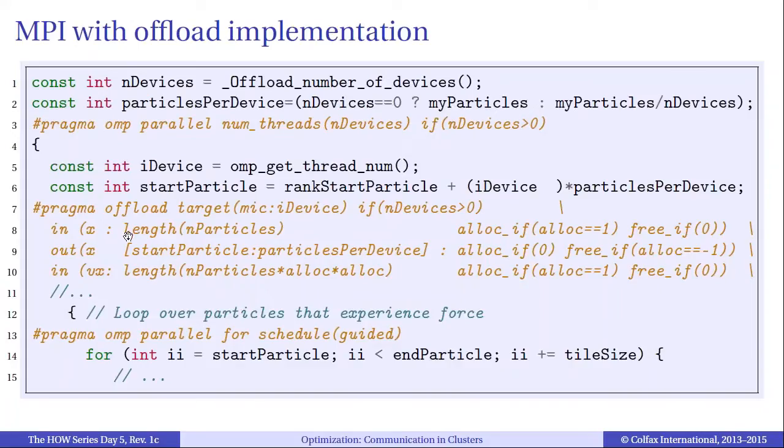I will move all of my particles into the coprocessor and use memory retention. I will move some of the resulting velocities out of the coprocessor and some of the coordinates. Inside of the offload region, I will have this parallel loop, but it will go only through the particles that this particular Xeon Phi is responsible for. And at the very end of the program, I will have MPI communication.